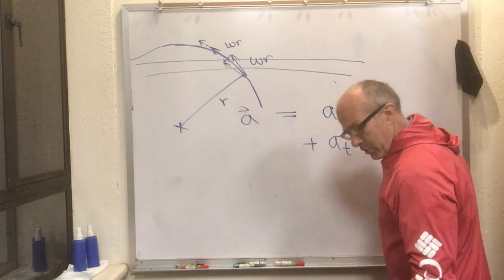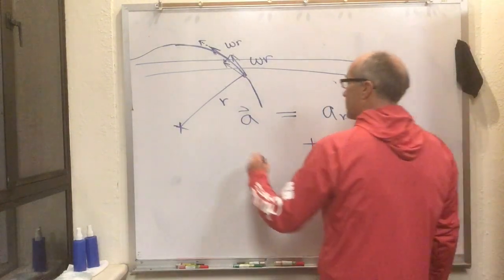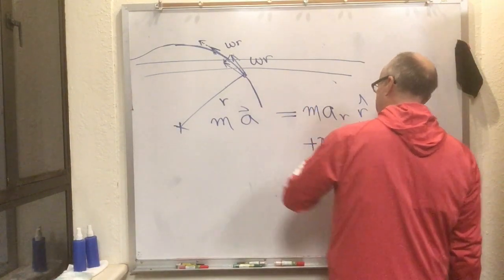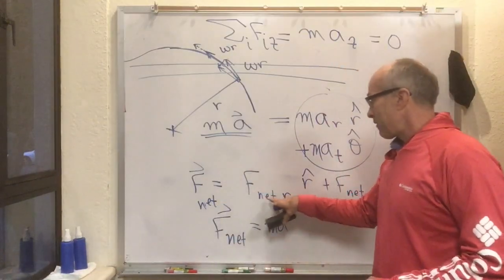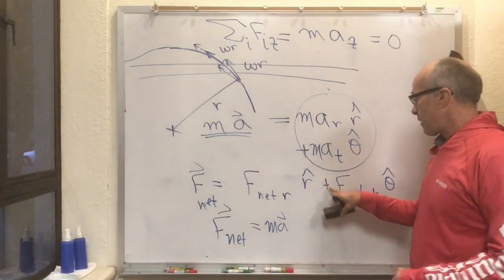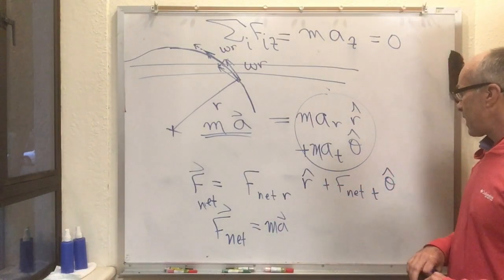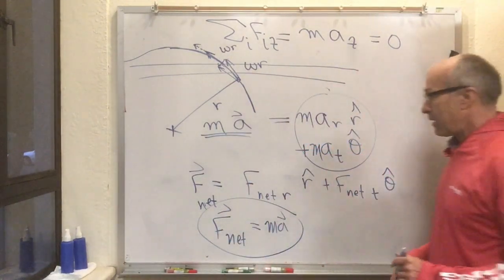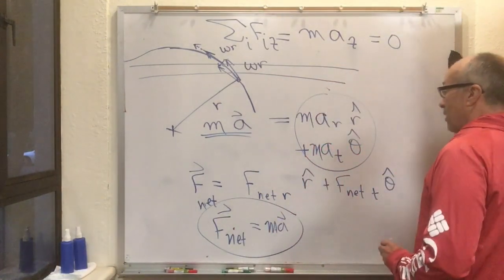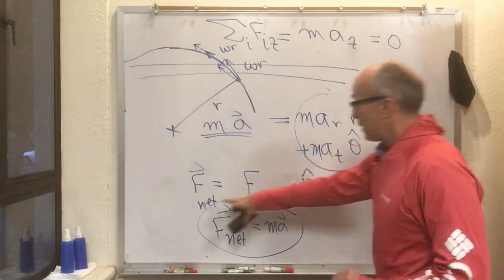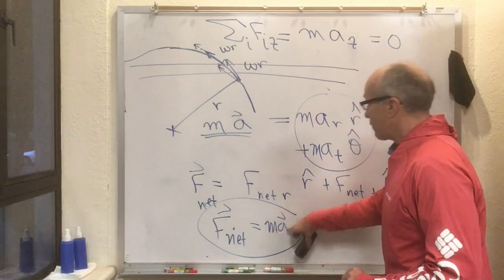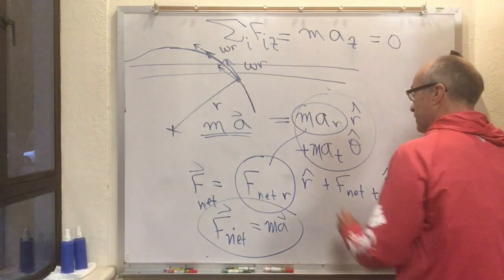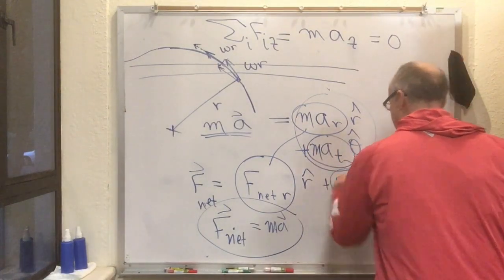And then the next thing I need to do to make my stuff look a little bit nicer is multiply both sides by m. We have f net is f net in the radial direction times r hat plus f net in the tangential direction times theta hat. And as always, we have Newton's second law, which says that f net equals ma. Well, the coefficient of r hat on f net must equal the coefficient of r hat on ma. That means this must equal that. Similarly, this must equal that.